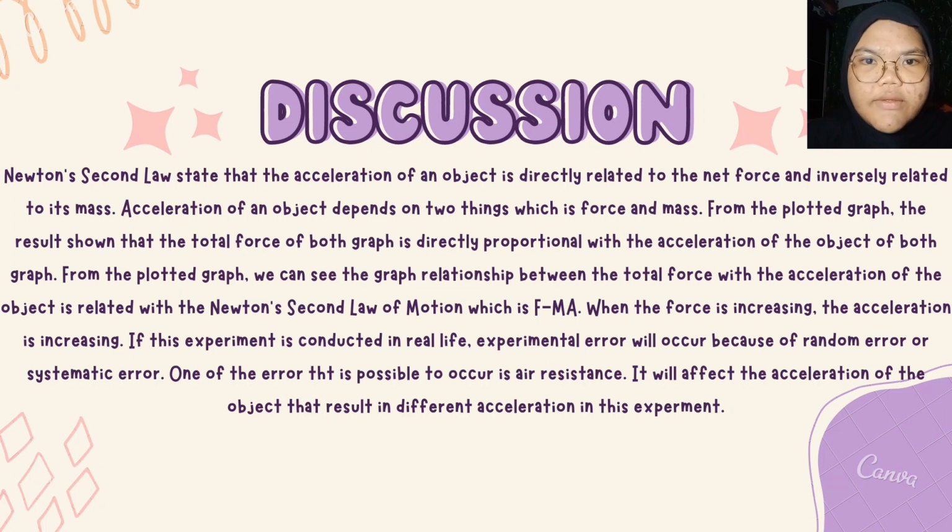If this experiment is conducted in real life, experimental error will occur because of random error or systematic error. One of the errors that is possible to occur is air resistance. It will affect the acceleration of the object, resulting in different acceleration in this experiment.